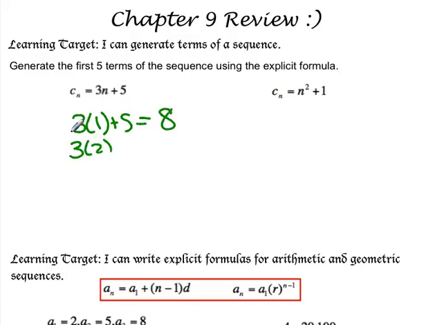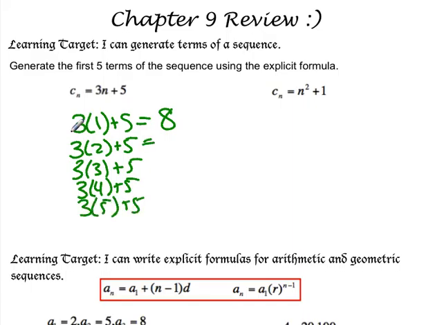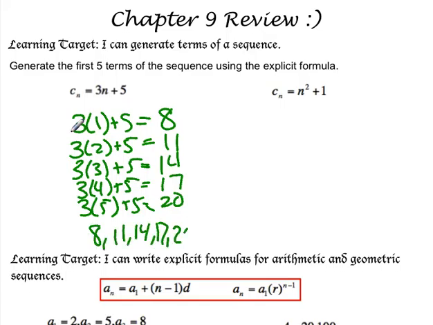Then we go 3 times 2 plus 5, 3 times 3 plus 5, 3 times 4 plus 5, and 3 times 5 plus 5. Those will give us the first 5 terms of our sequence. 6 plus 5 is 11. 9 plus 5 is 14. 12 plus 5 is 17. And 15 plus 5 is 20. So our sequence is 8, 11, 14, 17, and 20.